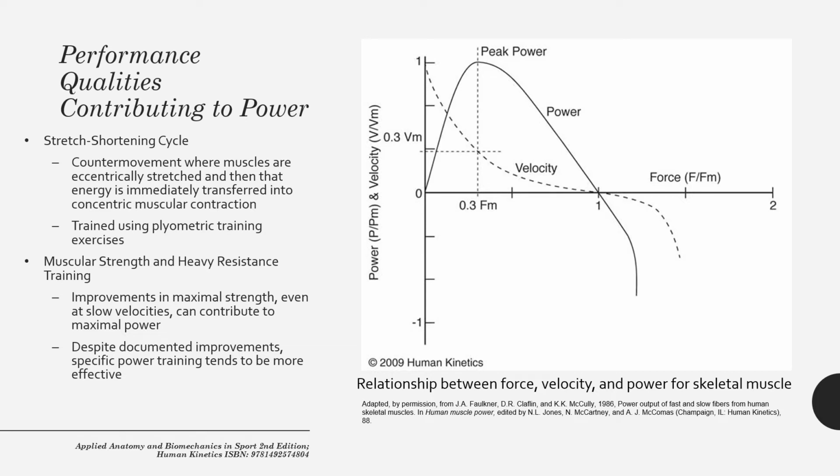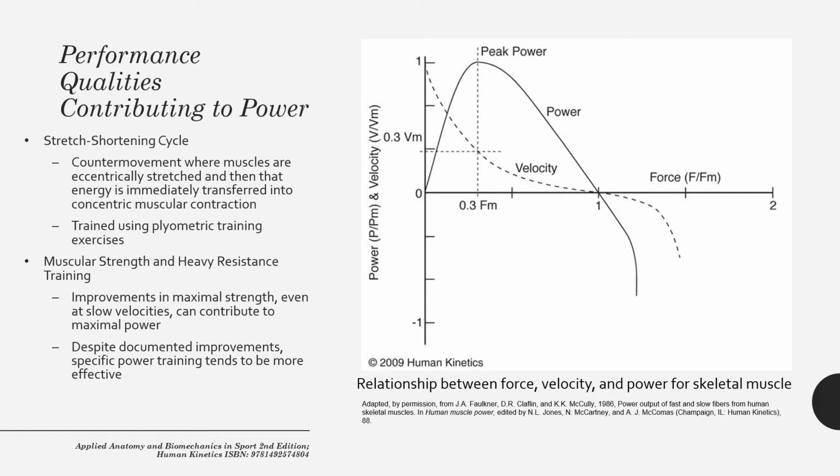I can also get some changes in power output with muscular strength and heavy resistance training. So as we talked about in the last lecture, any improvements in your overall maximal strength, even at a slow velocity, is going to contribute to your maximal power. Think of it as you're building up the engine. So the bigger the engine, the more our power output, even if it's not training for power output specifically.